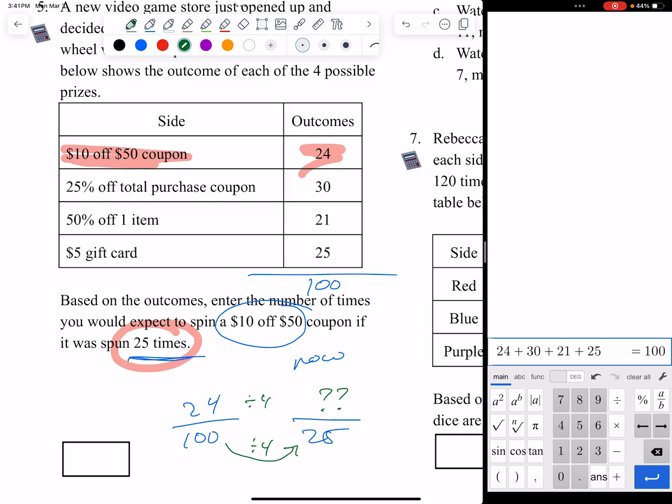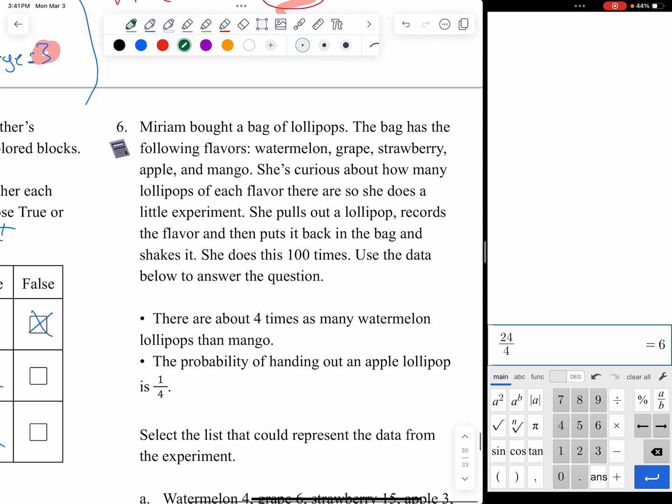So now instead of getting it 24 times, I should only get it 6 times, right? So 24 divided by 4, and I get 6. And that hopefully makes a little bit of sense, or a lot of sense, because with 100 spins you would expect to get it a lot more than if you only spun it 25 times, right? But you're supposed to be getting it the same amount of times proportionally to the amount of spins you have. Okay? All right.